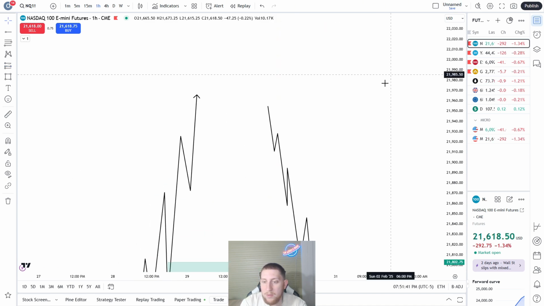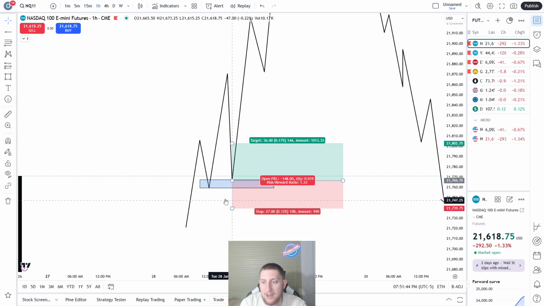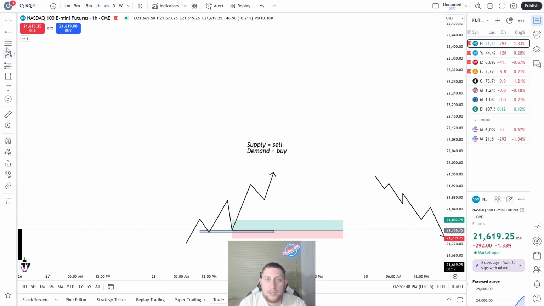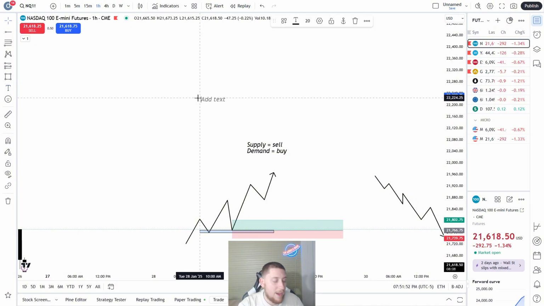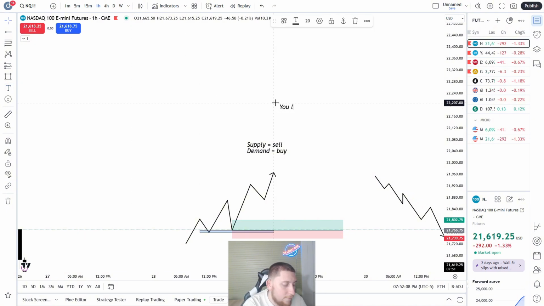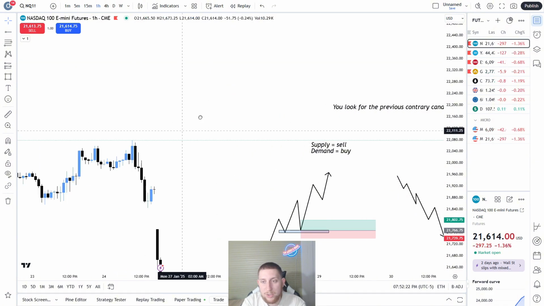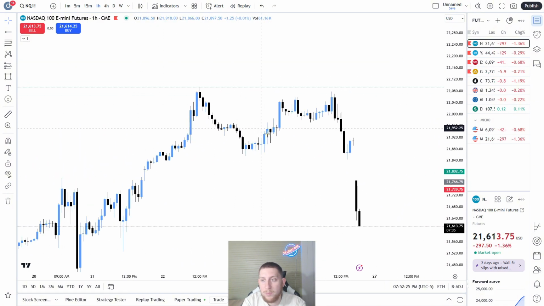Now notice how you're waiting for a pullback into a valid level of demand, which let's go ahead and put this real quick. How do you spot valid levels of supply and demand? You look for the previous contrary candle. So what does that mean? That means you're looking for the previous contrary candle to a big push. I'm going to show you guys just in the charts real quick, and then we'll be good to go.